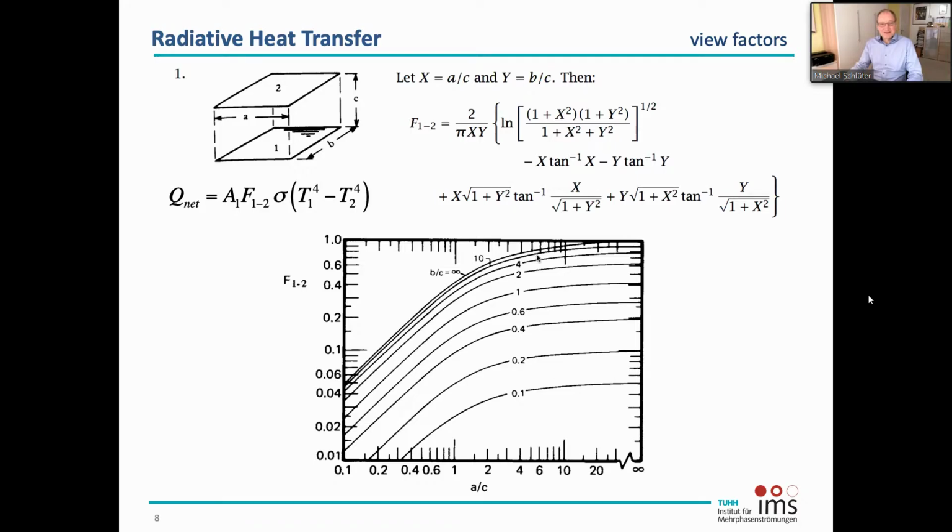And let's see if we can understand what's going on here. So the view factor gets larger if B divided by C gets larger. What does it mean? B divided by C. If C gets smaller and smaller, then B divided by C gets larger, to infinity. And of course, if the plates get closer, then the view factor gets larger.